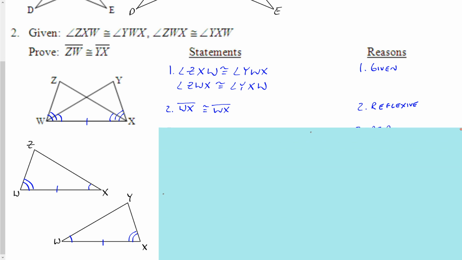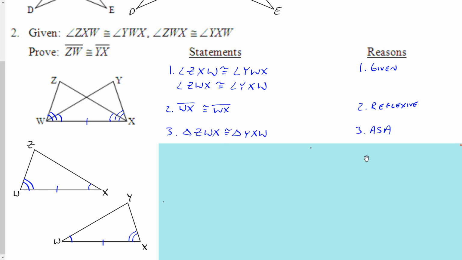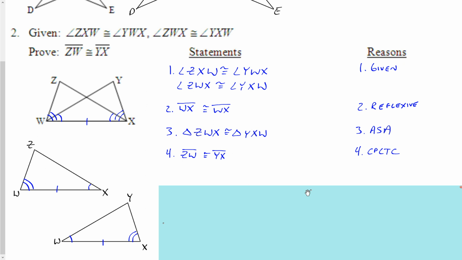Now we would be able to say that those two triangles are congruent to each other by angle side angle. Make sure that your congruence statement of these two triangles has the corresponding vertices in the same order. And then lastly, we can say that segment ZW is congruent to segment YX by CPCTC. So that's an example of a proof that we've already taken care of in a previous section.